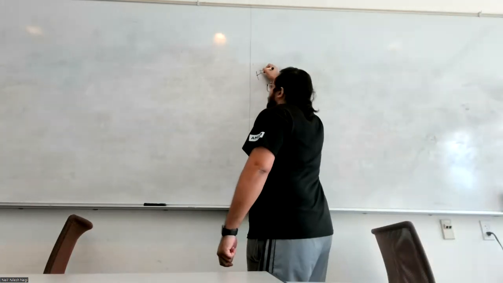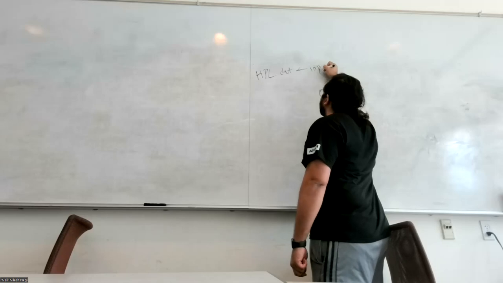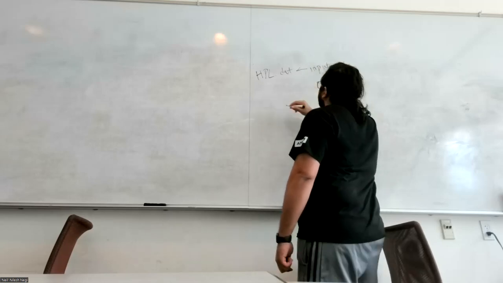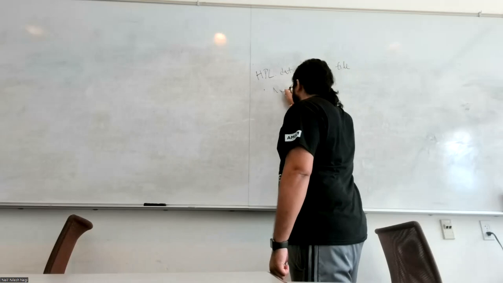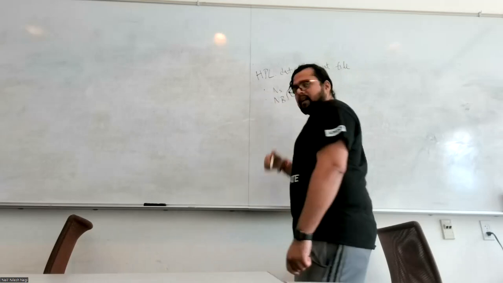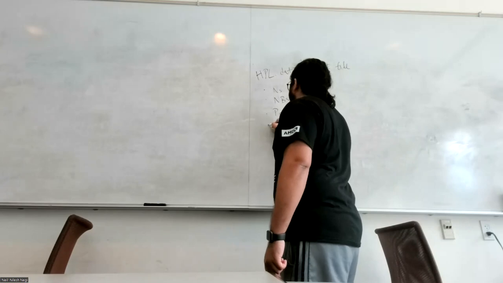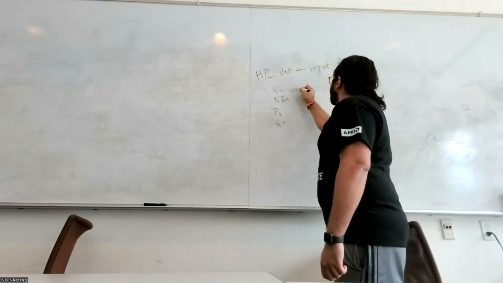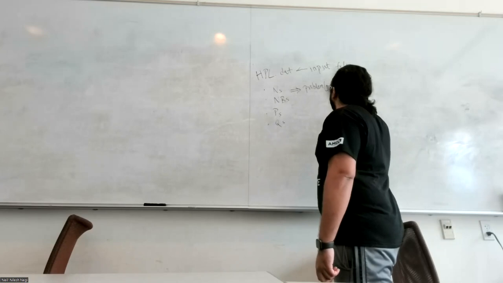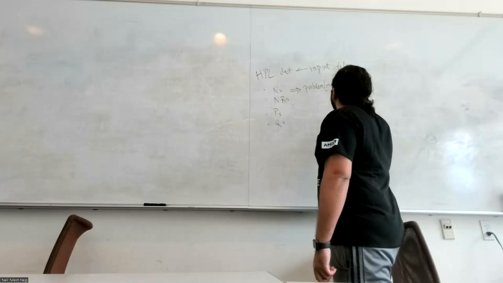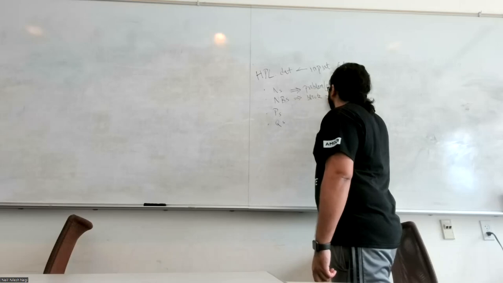Okay, so in HPL.dat, this is the input file, and the parameters that we have to modify or tune are NS, NBS, P's, Q's, okay? What NS is, matrix size. You can think of NBs as block size.